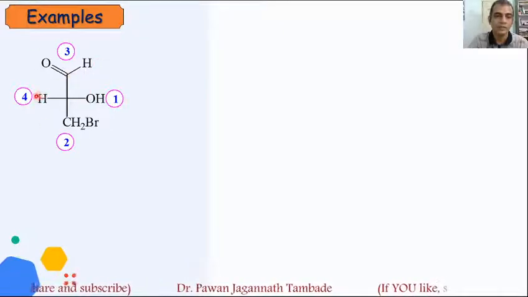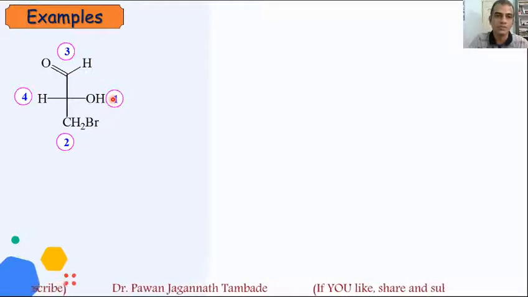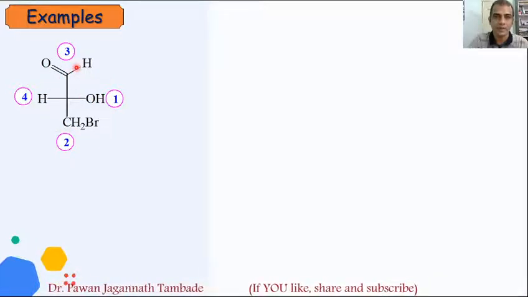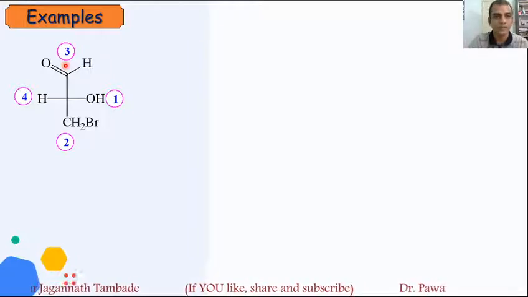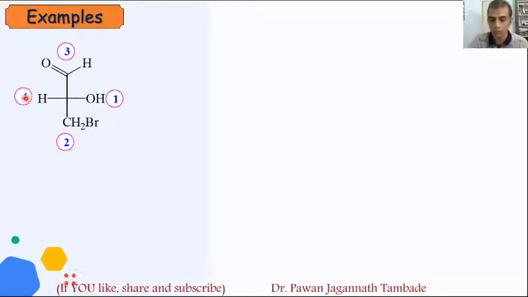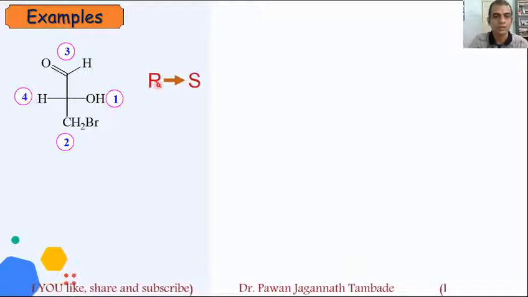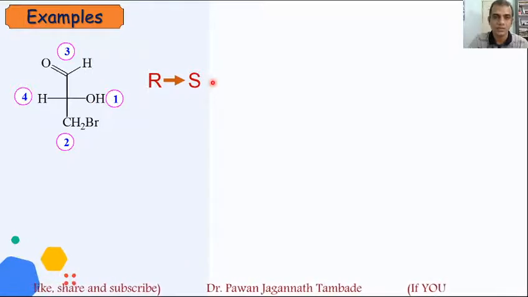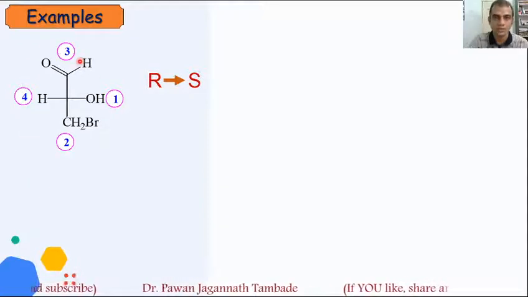And if you ignore this fourth atom and look at this 1, 2, 3, you can read this 1, 2, 3 atom or groups in clockwise manner, which means this is having R configuration. But the fourth priority atom is present towards the observer, and because of that we need to apply opposite rule, so that R configuration becomes S configuration. Configuration of this molecule is S configuration.